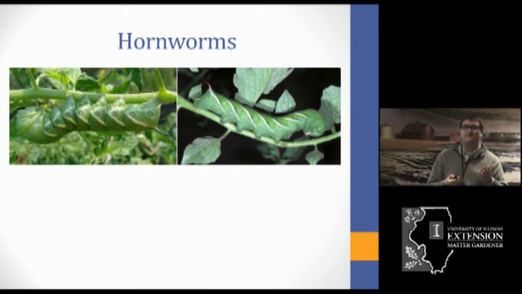An easy way I say to remember that is that tobacco hornworm has straight white lines that look like cigarettes. So tobacco, cigarettes, straight white lines. So that's very common in a lot of tomato plantings.